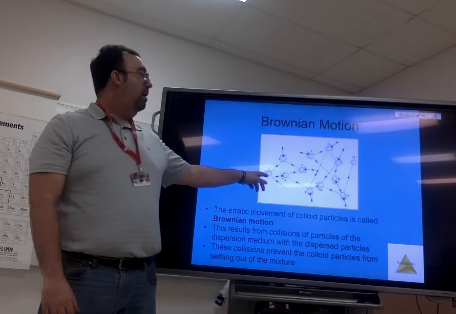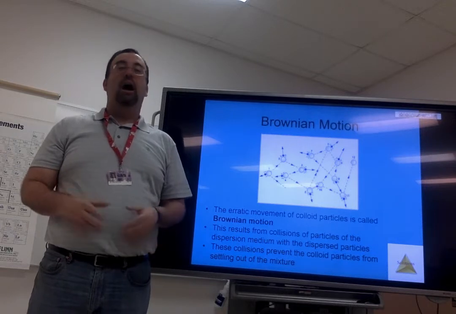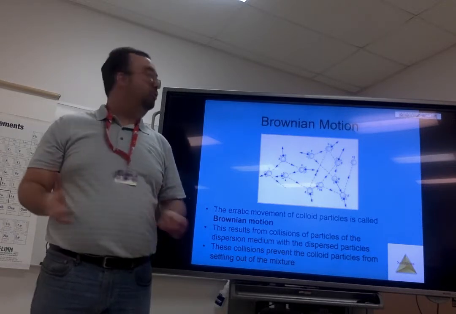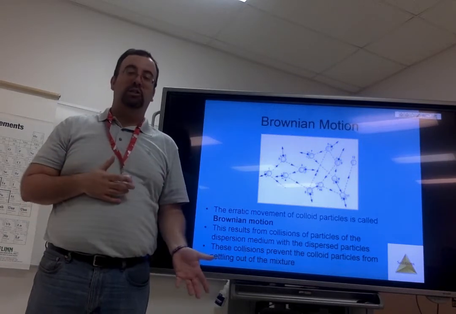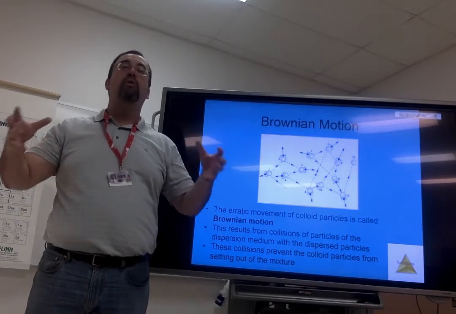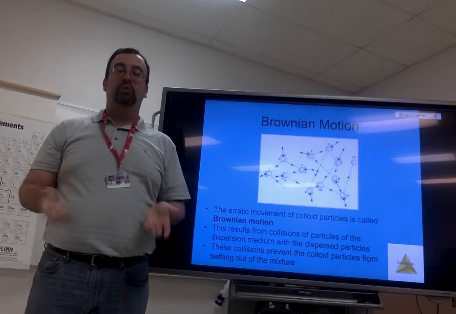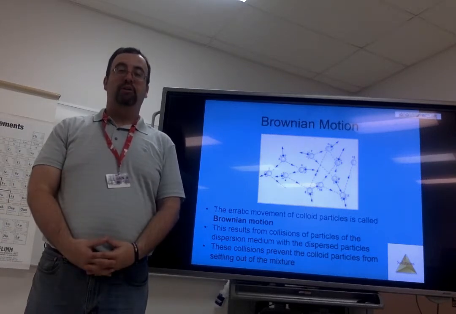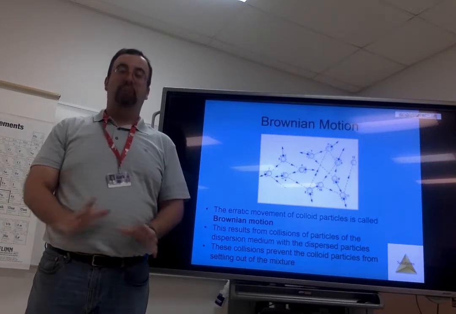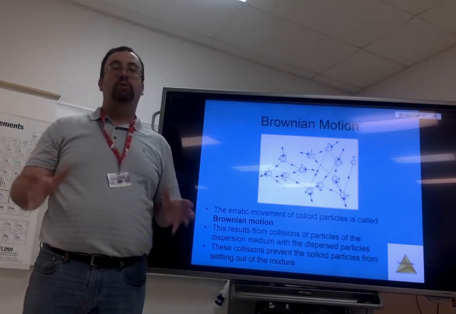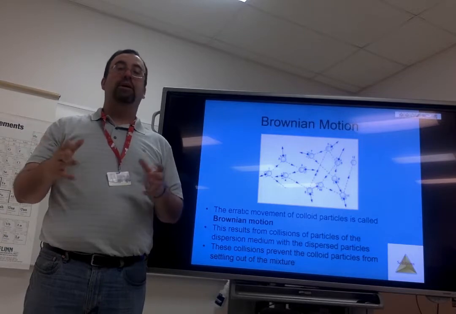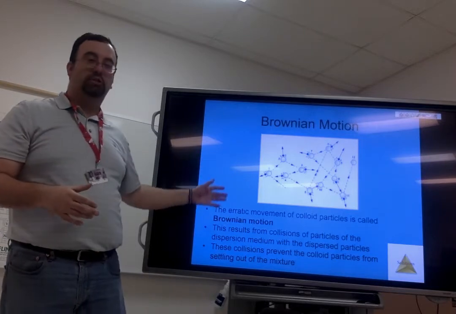And so this is very chaotic. You can't tell, for example, for an individual particle where it's going to go or how fast it's going, but the overall effect, you can say with some certainty how it's going to behave. And so, again, this Brownian motion is here to explain how colloid particles are able to not settle out because they're in constant motion.